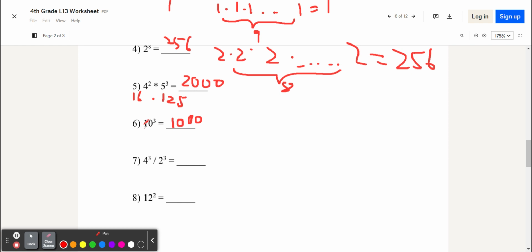And this rule is only for 10, by the way. And this is 4 to the power of 3 over 2 to the power of 3. So 4 to the power of 3 would be 64. And that's divided by 2 to the power of 3, which is 8. That equals 8. And lastly, 12 squared is just 12 times 12, which equals 144.